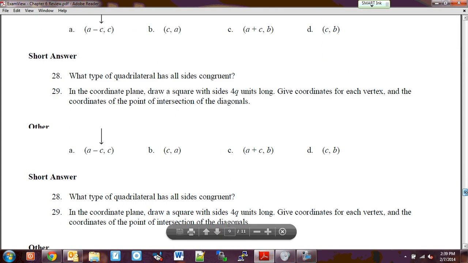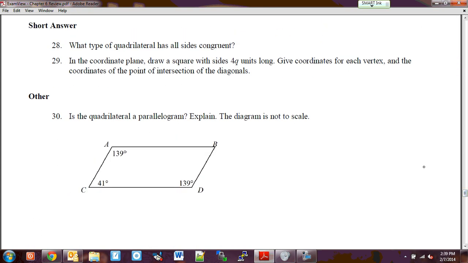29, and we're almost done here, guys. In a coordinate plane, draw a square with sides 4q units long. Give the coordinates of each vertex and the coordinates of the intersection of the diagonals. All right, I'm actually going to draw this two ways. You could draw it this way.